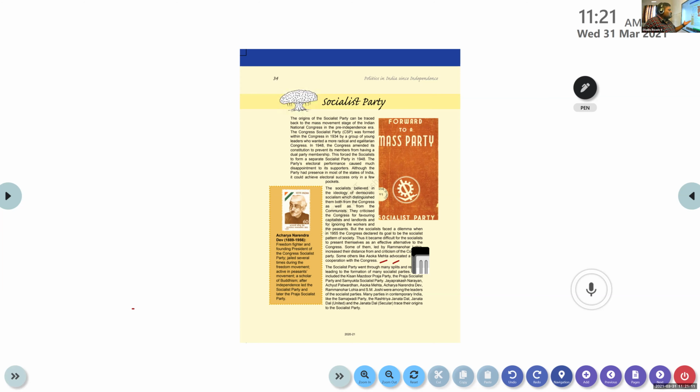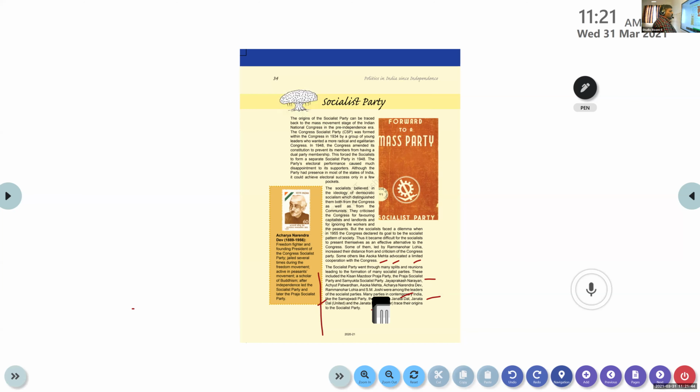Jayaprakash Narayan, Achyut Patwardhan, Ashok Mehta, Acharya Narendra Dev, Ram Manohar Lohia, and S.M. Joshi were among the leaders of socialist parties. So they are the main leaders, in which Jayaprakash Narayan is very important for us, famously known as JP. Many parties in contemporary India, like the Samajwadi Party, the Rashtriya Janata Dal, the Janata Dal United, and the Janata Dal Secular.